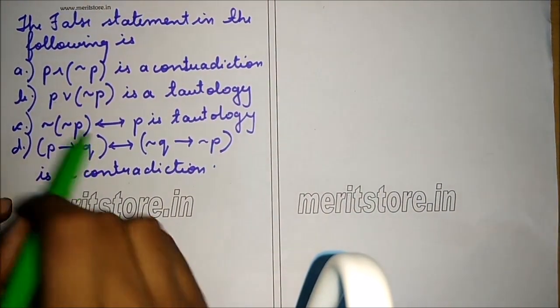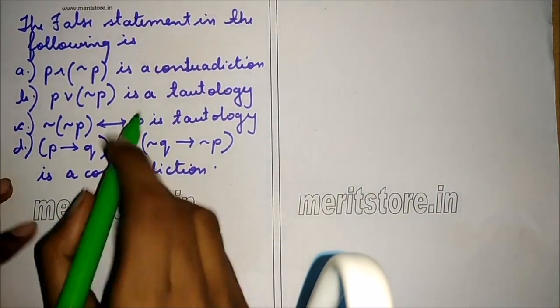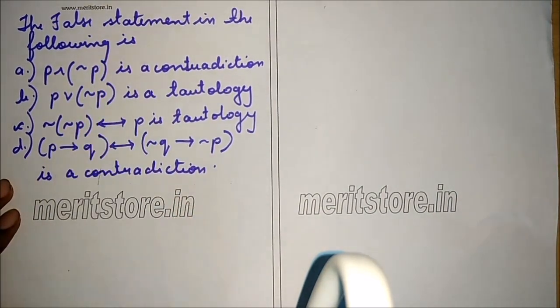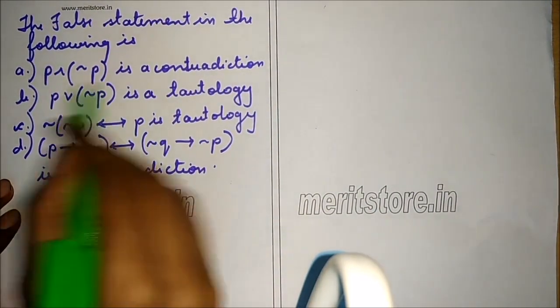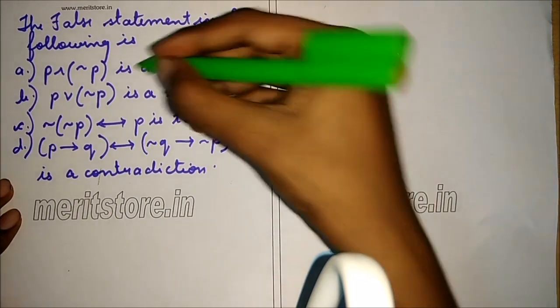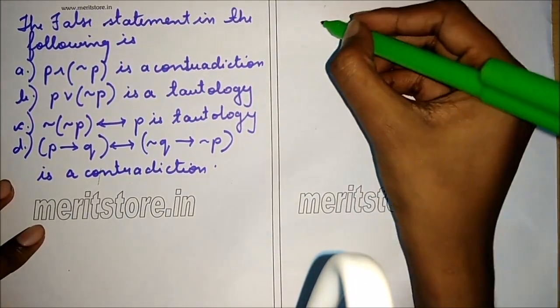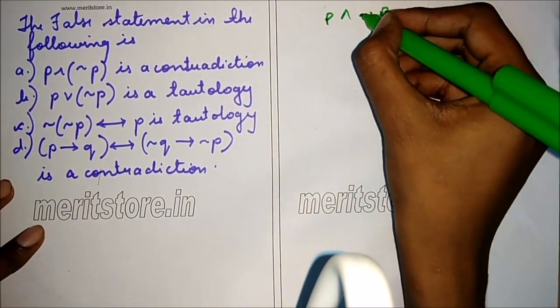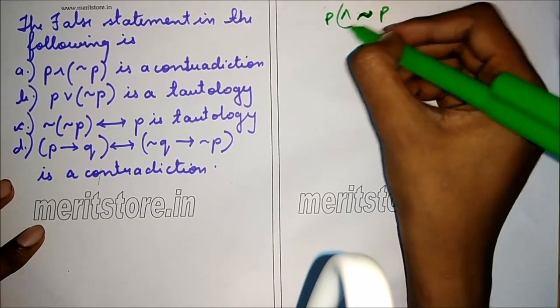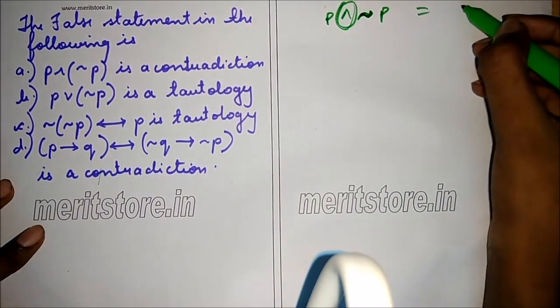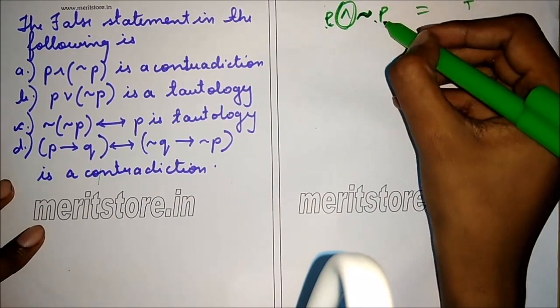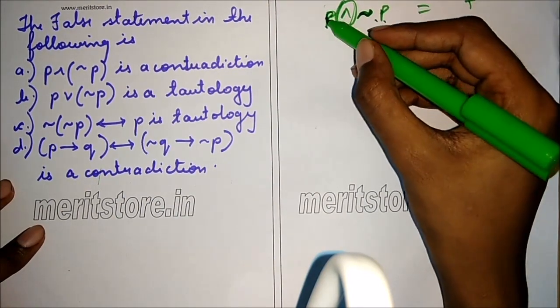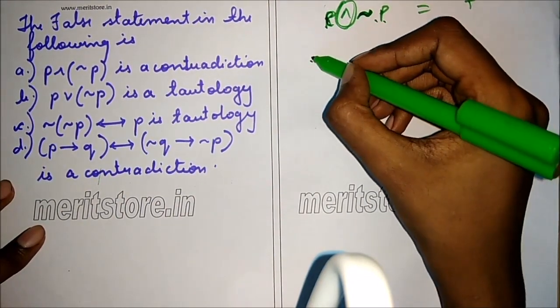The false statement in the following, we have to find the statement which is false among these options. So let us check one by one. P and negation Q is a contradiction. So P and negation Q. The connective used is and. For this to be true, both the statements should be true.